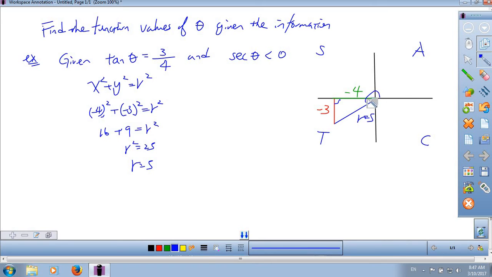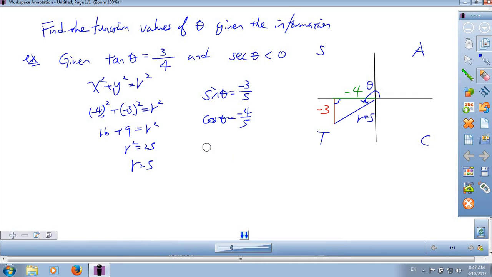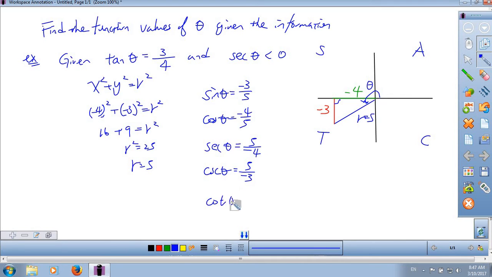So now we can figure out the trig function values of theta here. Sine of theta is equal to -3/5. Cosine of theta is equal to -4/5. Tangent theta we already know, so let's go to secant theta. Secant theta is 5 divided by -4. And cosecant theta is 5 divided by -3. And cotangent theta, of course, is 4 divided by 3. It's positive because -4 divided by -3 is positive.